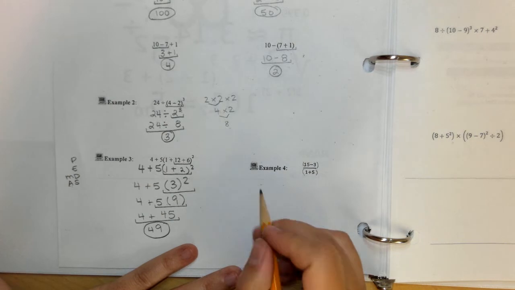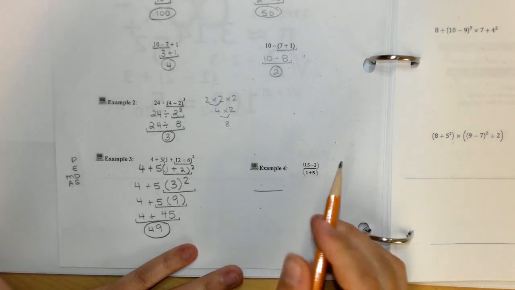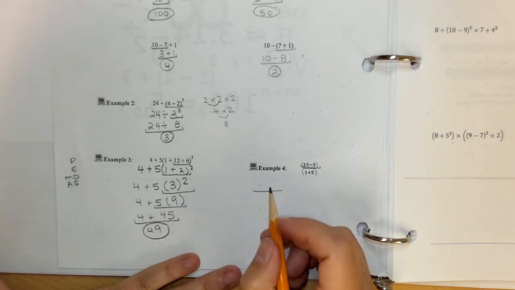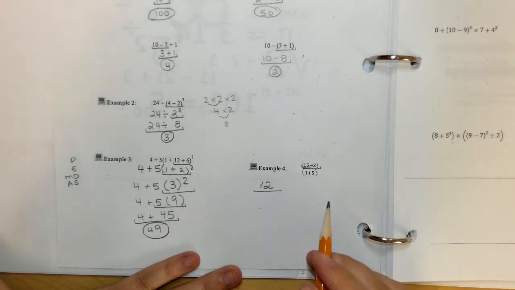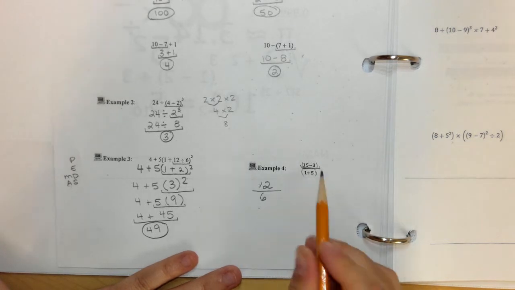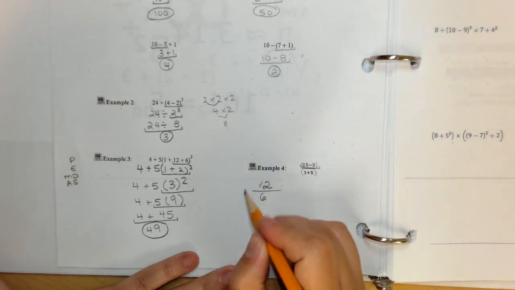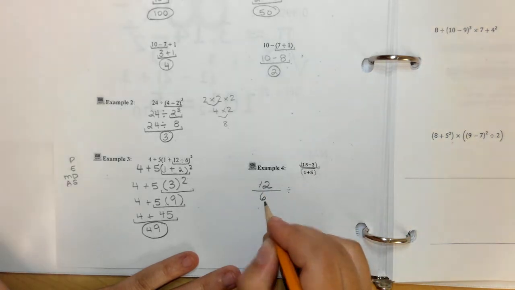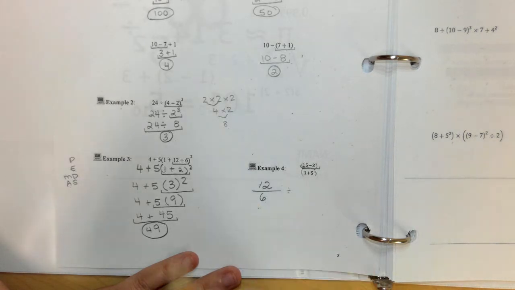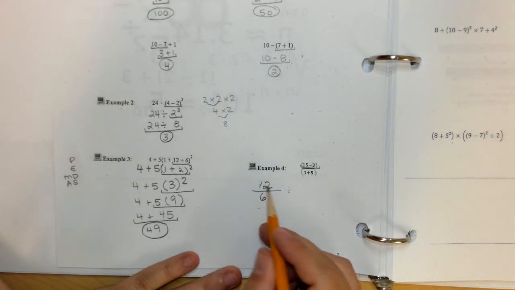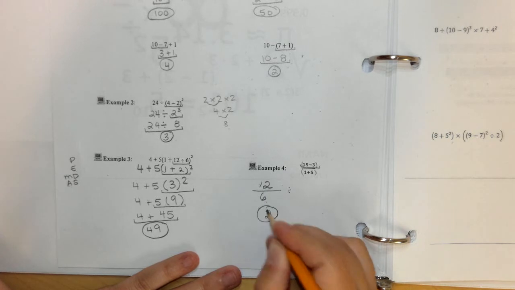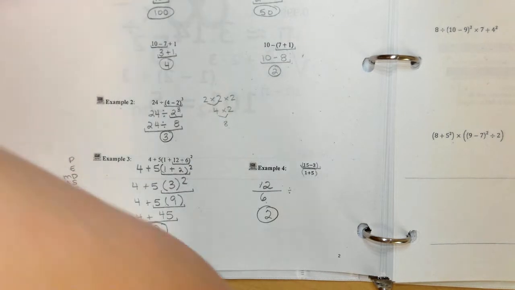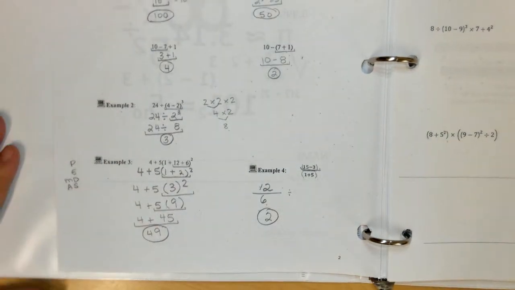So I'm going to do my little fraction bar here. 15 minus 3, right, is 12. And 1 plus 5 is 6. We have to do them separately before we do them together. Now we're going to do 12 divided by 6, because this fraction bar, remember, means division. And 12 divided by 6 is 2. Okay? Going to turn the page.